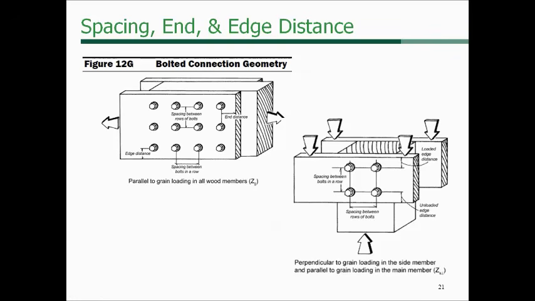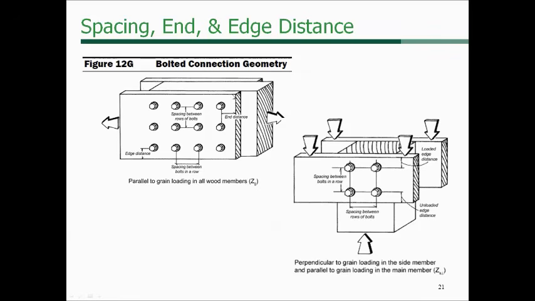And so you'll see in the headers of the tables these designations, Z parallel, this one is ZS perp, and what that means is that the side member is loaded perpendicular to grain while the main member is loaded parallel to grain. You'll see a ZM perp, which indicates that the main member is loaded perpendicular to grain while the side member is loaded parallel to grain. And then the fourth option is what we call Z perp, and that's when both the main and the side members are loaded perpendicular to grain.